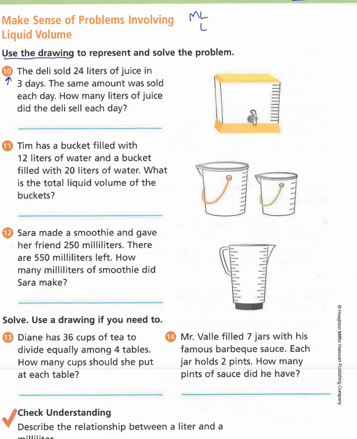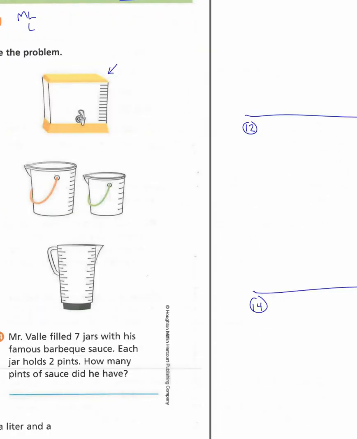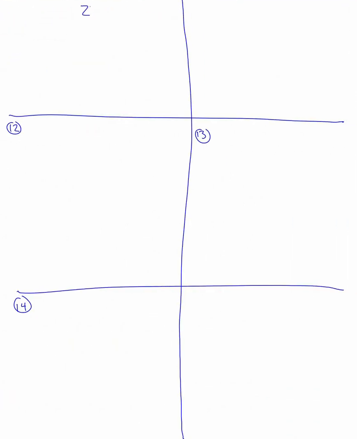This one says the deli sold 24 liters of juice in 3 days. The same amount was sold each day. How many liters of juice did the deli sell? Well, we can use this picture, but we could also come over here with 24 and 3. So they started off, here's our model, with 24 liters, and then they divided that up. They used the same amount in 3 days. So that's our model. And in my classroom, I always call this the octopus model. It's officially called equal shares model.